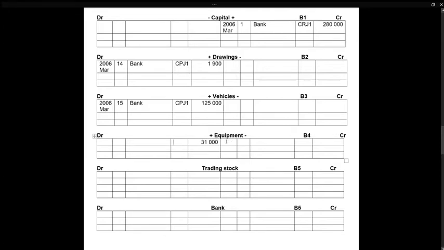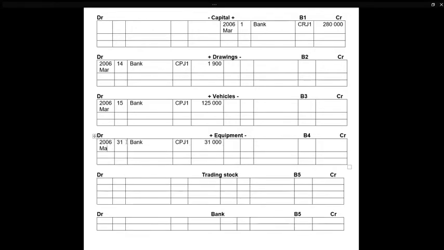Where did I get this information from? From my CPJ1. My details will be bank. I remember last day of the month, 31st. And 2006 and March.